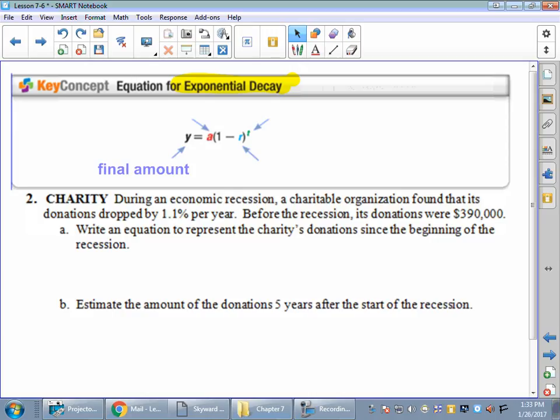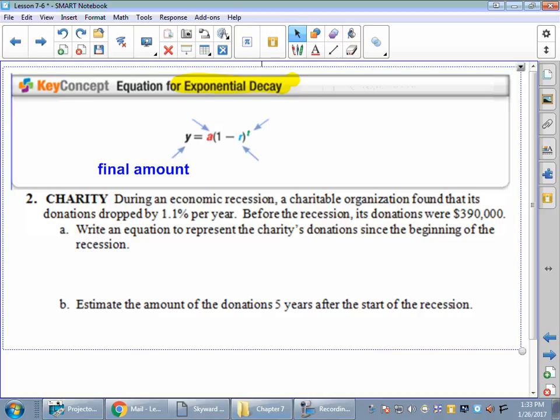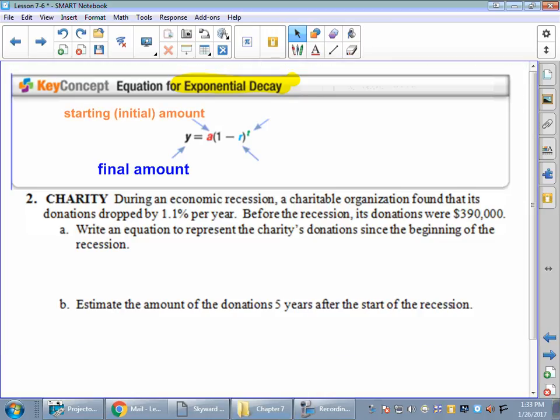So we know that y is our final amount. We know that a, there it is, is our initial or starting amount. We know that r is the rate of change. The only percent is in the problem, but we're going to turn that into a decimal. And we know that t is the time in years. So these two formulas are actually really easy to remember. Once you remember one, you remember the other because it's either add or subtract for growth or decay.